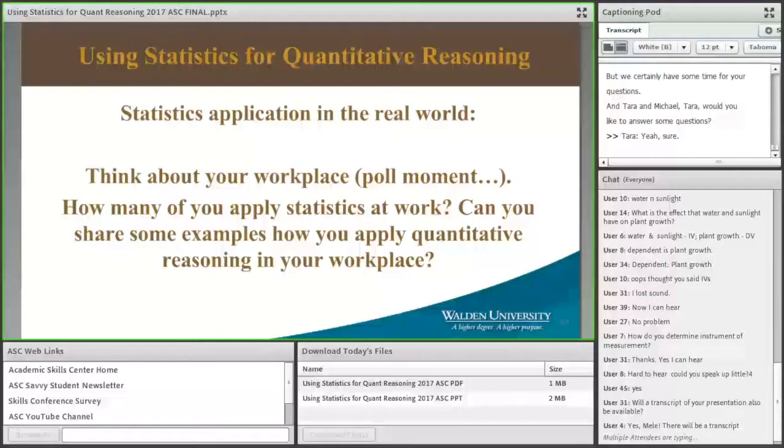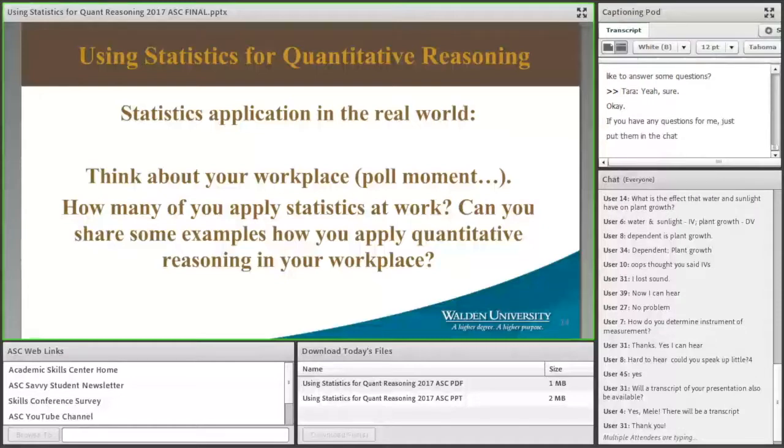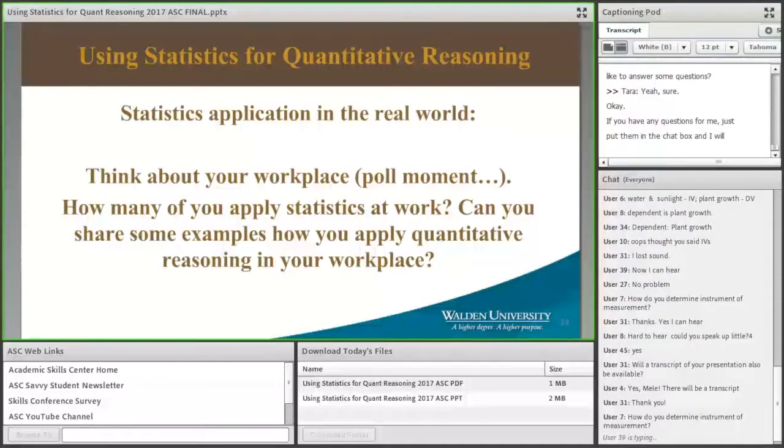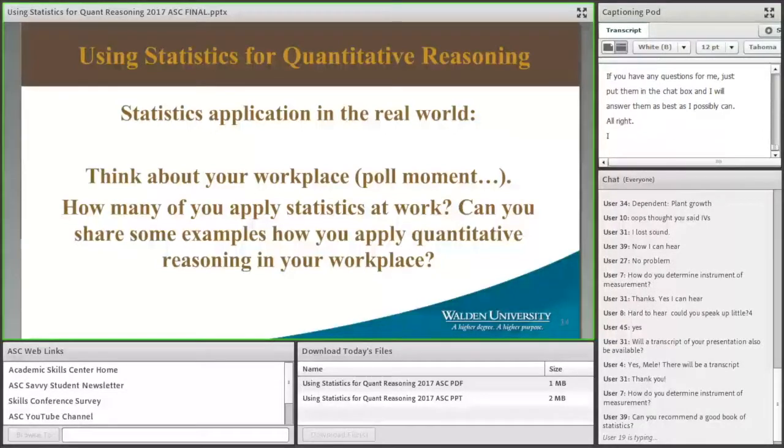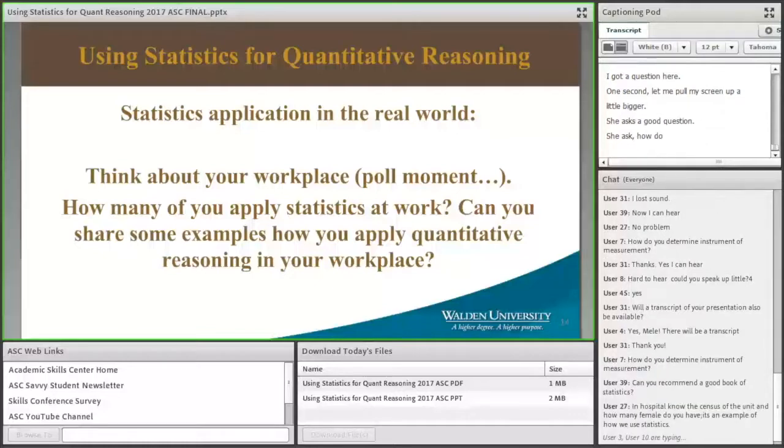Okay, if you have any questions for me, just put them in the chat box, and I will answer them as fast as I possibly can. All right, I got a question here. Let me pull my screen up a little bigger. And she asks a good question. She asks, how do you determine the instrument of measure? And I want to say thank you, Valentine, for that question.